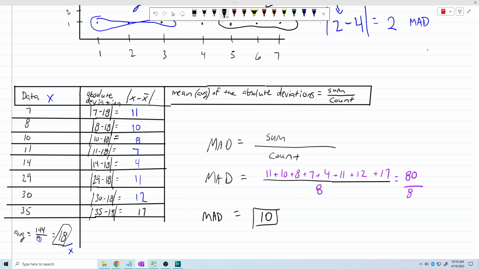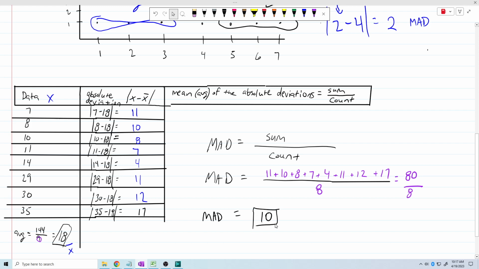In other words, if you were to be asked about your data set and the story that you were trying to tell, you can say, listen, the average value in my data is 18, and every other point in my data set, on average, deviates from that 18 by a value of 10.